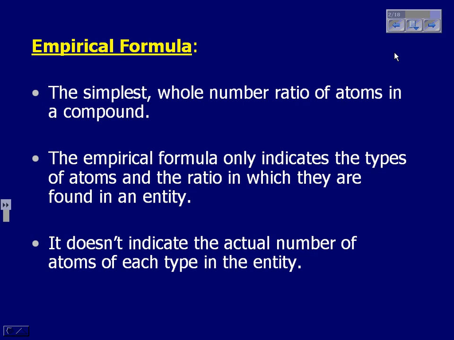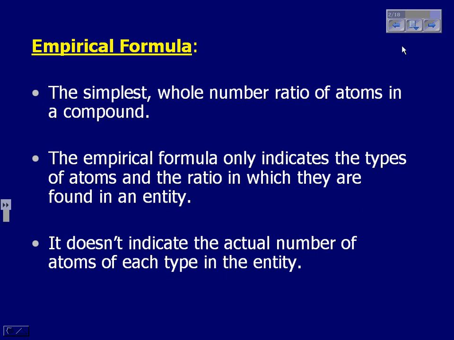It turns out that an empirical formula is the simplest whole number ratio of atoms in the compound. And in a moment, I'm going to put up another slide that's going to explain this a little better. Let me just keep reading here. The empirical formula only indicates the types of atoms and the ratio in which they're found in an entity. All right? So it's that simple whole number ratio.